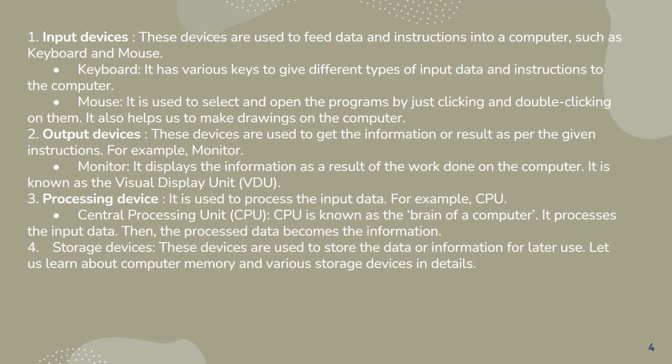3. Processing device. It is used to process the input data. For example, CPU: Central Processing Unit. CPU is known as the brain of a computer. It processes the input data. Then, the processed data becomes the information. 4. Storage devices. These devices are used to store the data or information for later use. Let us learn about computer memory and various storage devices in details.